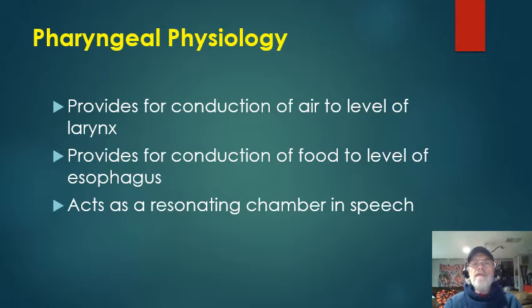Now, pharyngeal physiology provides for conduction of air all the way to the level of the larynx, where then all of a sudden it's turning it over. It provides a conduction for food to the level of the esophagus, esophagus posterior, trachea anterior, and also acts as a resonating chamber for speech. Also, we're still at the vocal cords, so that's what's going to cause a lot of that speech and the vibrations that will cause that speech.